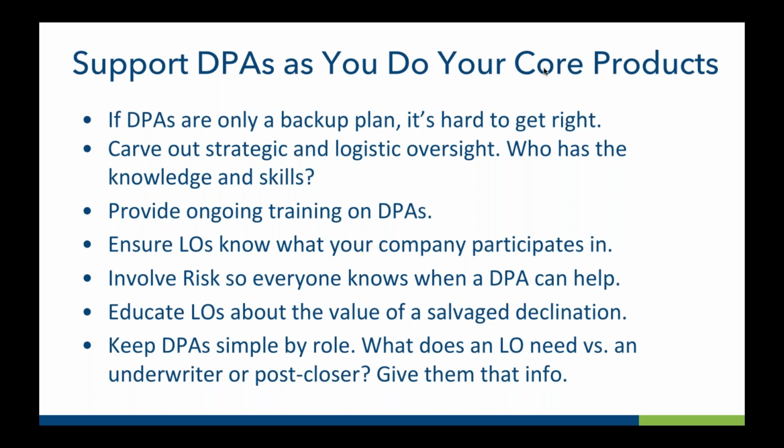And then lastly, keep DPAs simple by role. What does the LO need? What does the underwriter need? What does the closer need? What does the funder need? And then just give them that info. Instead of here's a 48-page product matrix, maybe it's just a matter of saying, here's the closer guide. It's 2 pages long, something like that, right?